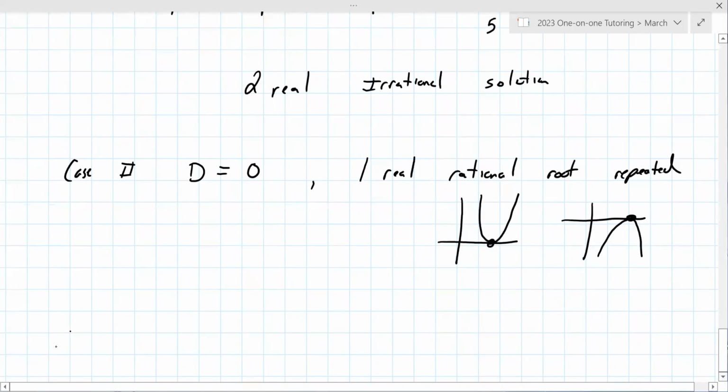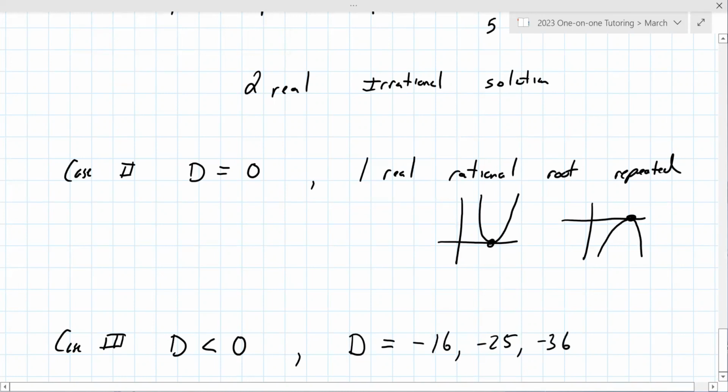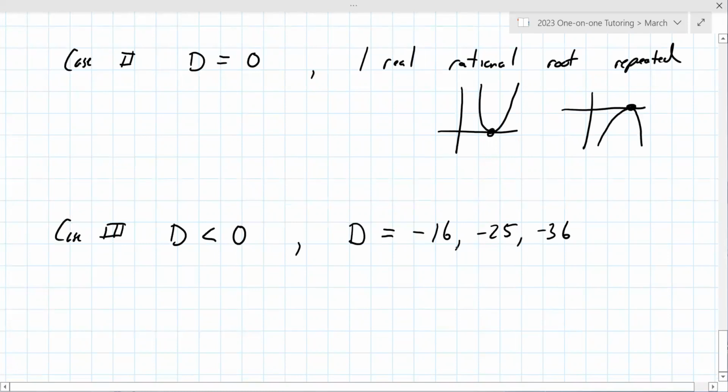And then case 3 is a lot like case 1. It depends on whether the part that's not negative. So you could get something like -16, -25, -36. If you exclude the negative, you just look at the number, you end up getting a nice complex number. This isn't really the right language, but I'll just write it that way. Nice complex number, with an i in it.